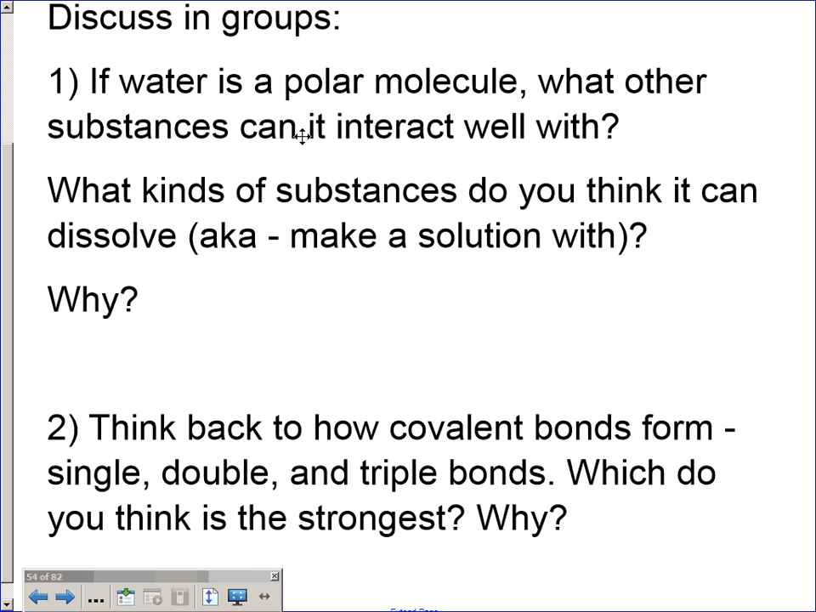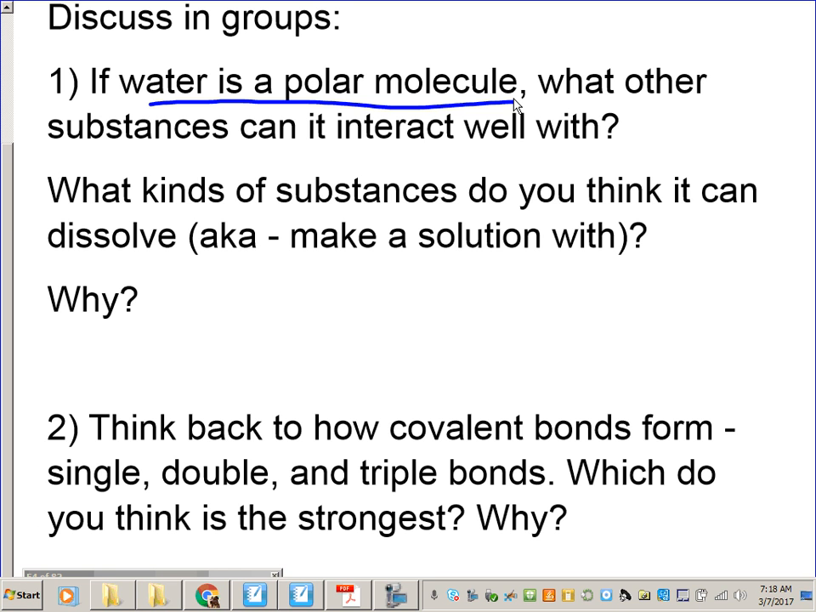If water is polar, which, by the way, what does water look like? Draw it out for yourself. Draw it on your paper. So it's a polar molecule. We know that. And then talk in your group, why is it polar? After you've drawn it on your paper, I should see little hands with pencils drawing.